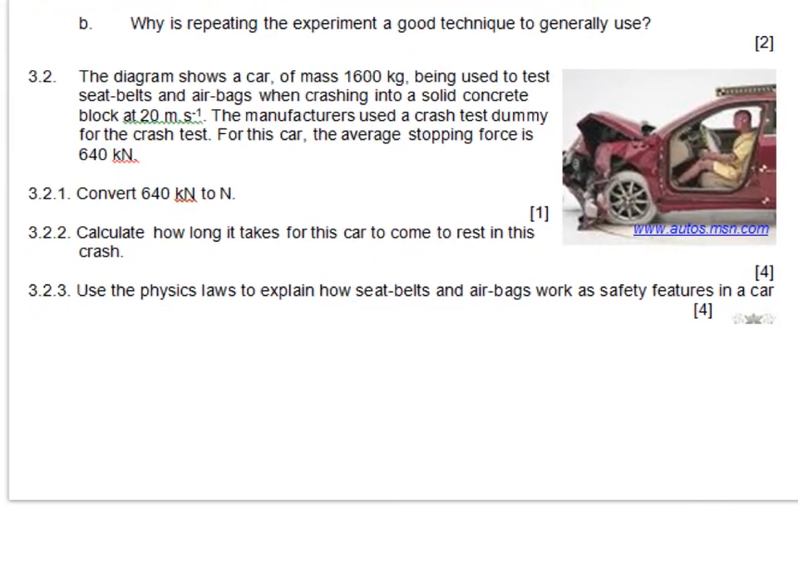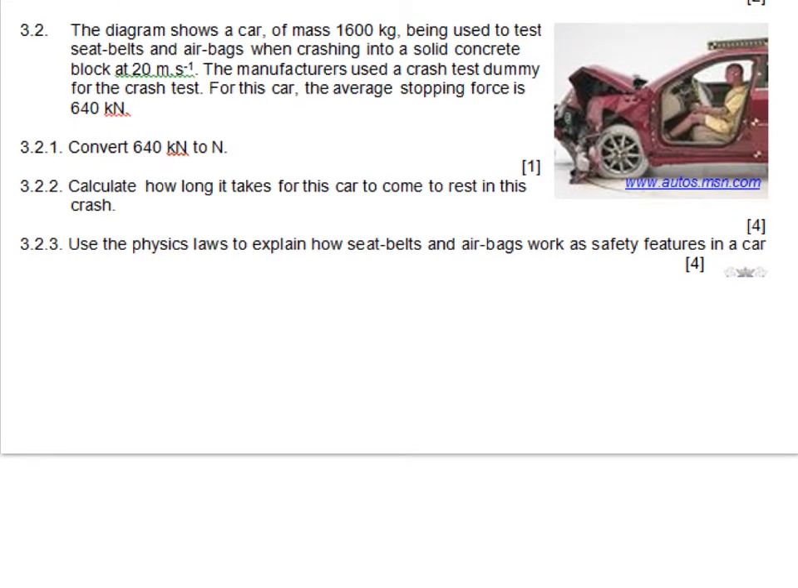The diagram shows a car of mass 1,600 kilograms being used to test seatbelts and airbags when crashing into a solid concrete block at 20 meters per second. The manufacturers use crash test dummies for the crash test. For this car, the average stopping force is given. Convert kilonewtons into newtons, 640,000. You must know your unit conversions. There are some videos if you need to revise them. And that's newtons. Calculate how long it will take for this car to come to rest in this crash.